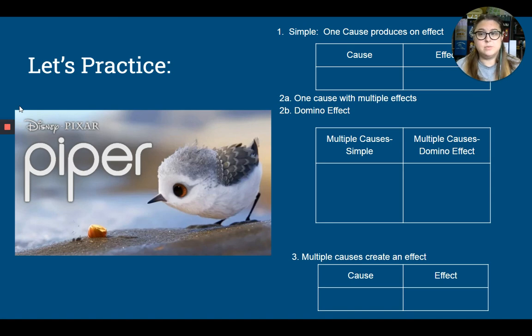So your assignment this week comes in two parts. The first part was posted on Tuesday, and the second part will be posted on Thursday. So you've got a little bit of practice. If you want me to look over your cause and effect that you wrote out for Piper, go ahead and send me a screenshot and I'll take a look at it.